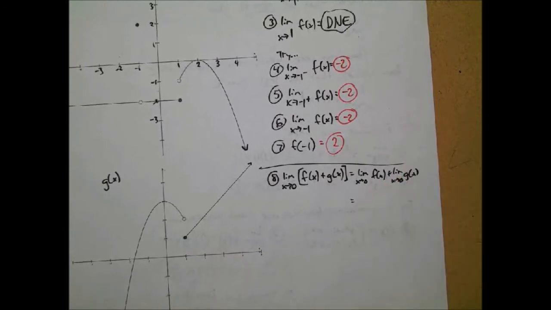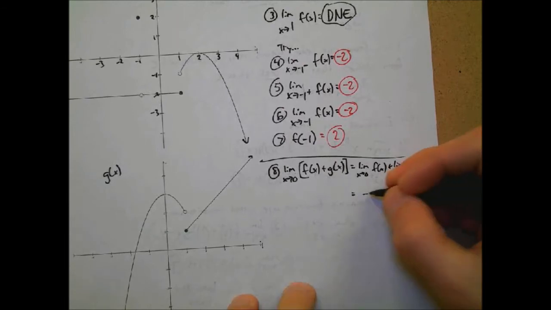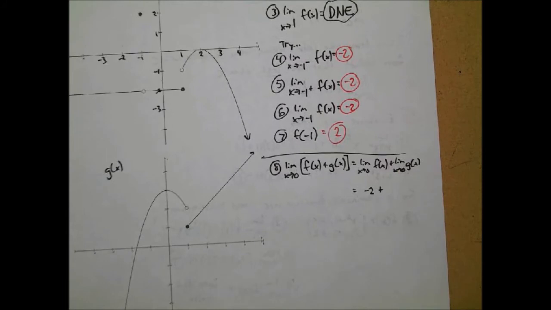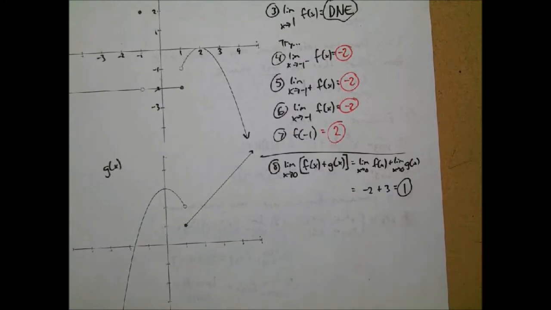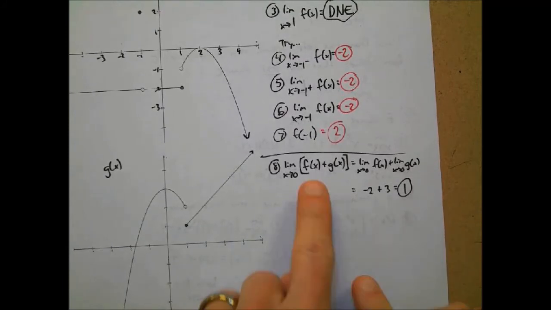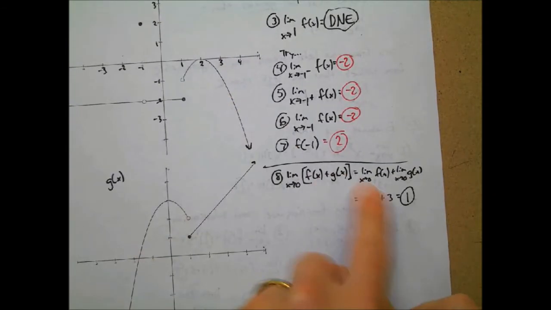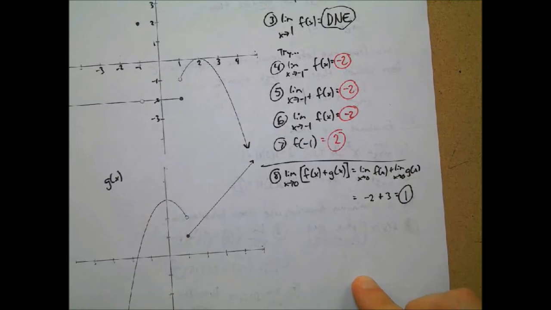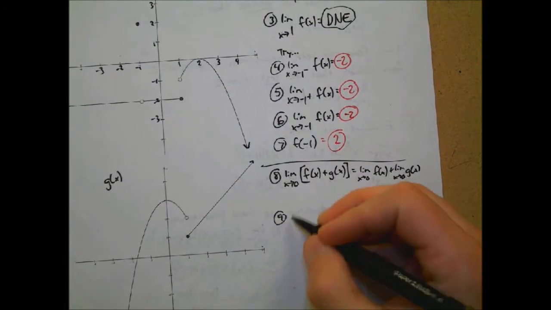So, what is the limit as x approaches 0 of f? -2. What is the limit as x approaches 0 of g? 3. -2 plus 3 is 1. That's your answer. Did you use the first graph as well? We had to, because we were talking about f plus g. So we used f's graph to get the limit as x approaches 0 of f, and we used g's graph to find the limit as x approaches 0 of g. Okay, let's do 2 more here.